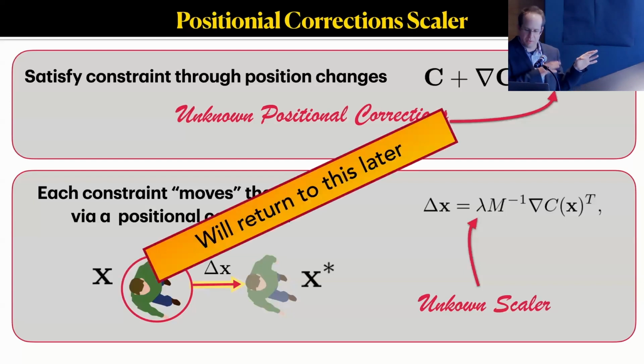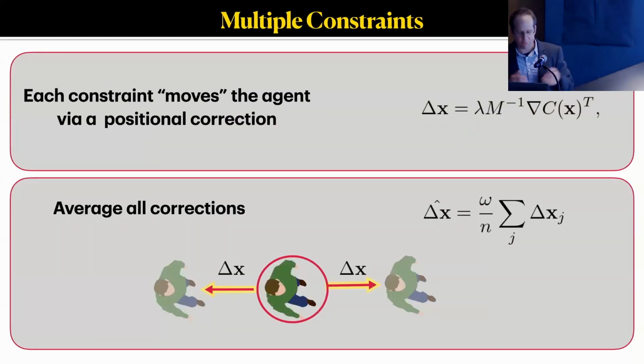I'm going to talk about this in a second, but first I'm going to give you a bit more background on these constraints in general. Imagine we have a couple of constraints. For example, we have an agent that maybe wants to move here, but there's a collision somewhere else. Then we just average the corrections, like here.